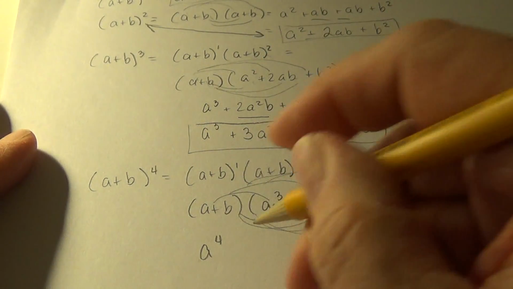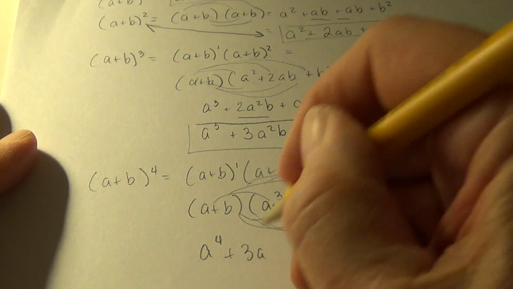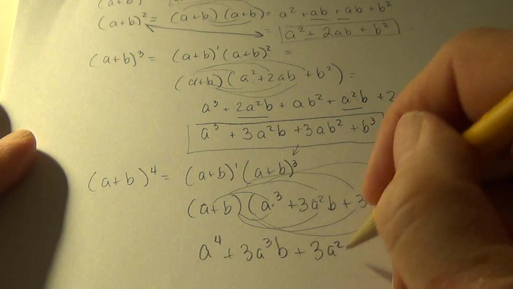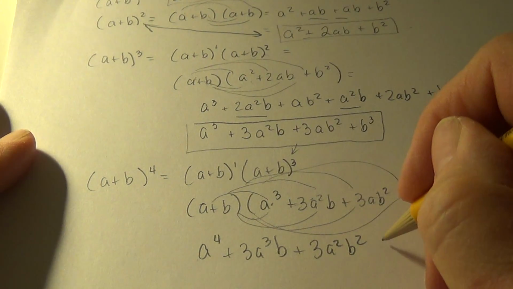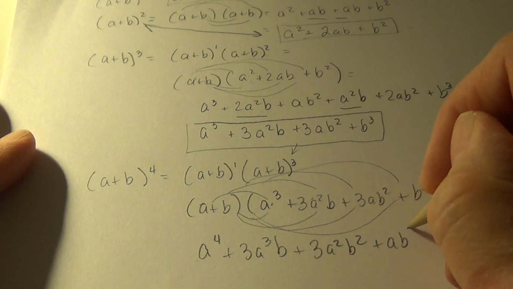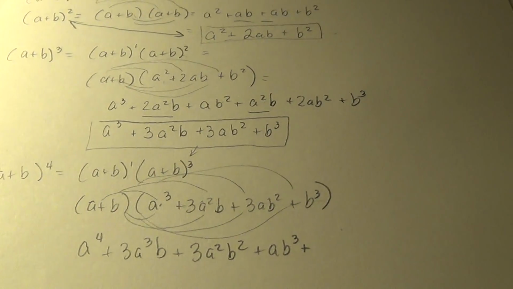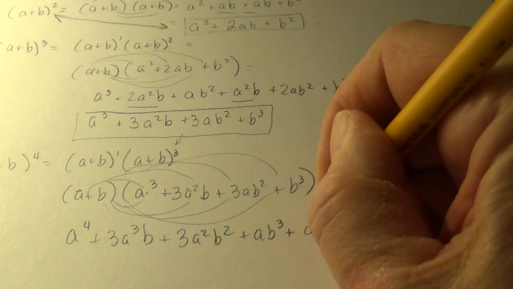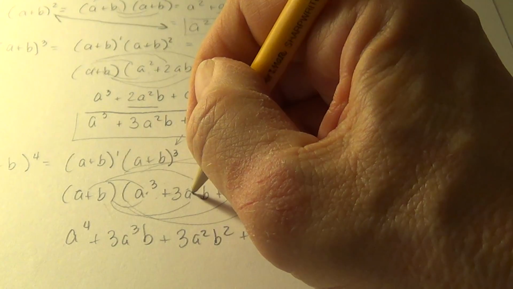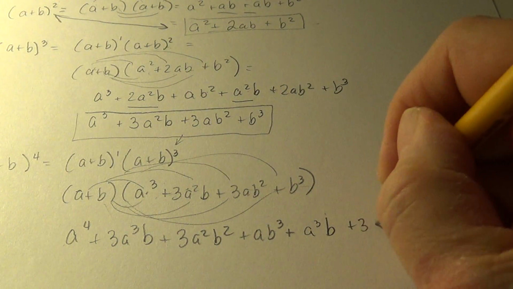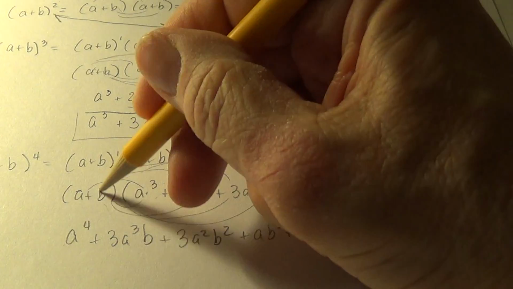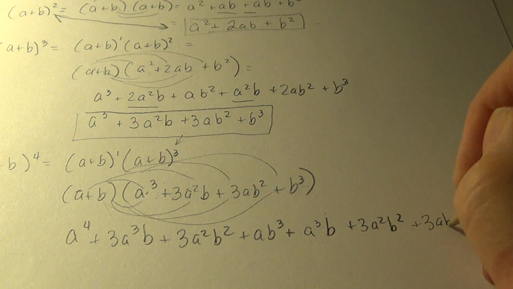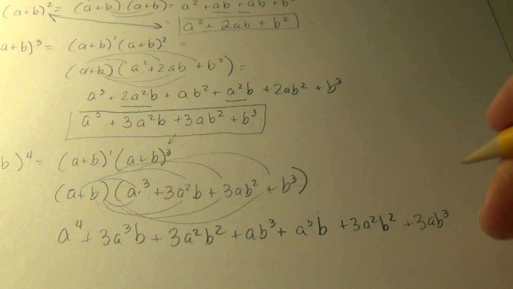A to the 4th, 3a cubed b, 3a squared b squared, and ab cubed. I like to get this on one line. Let's see if I can fit it on. ba cubed, I'm going to write the a cubed first. 3a squared b squared. 3ab cubed. And b to the 4th.